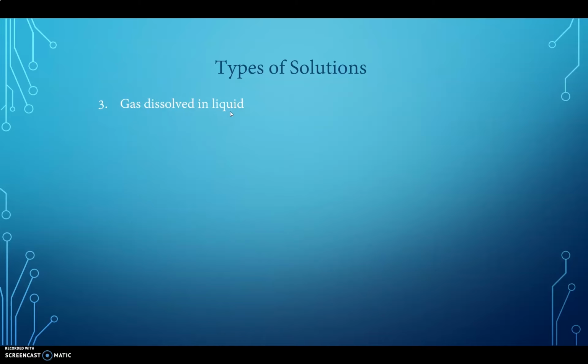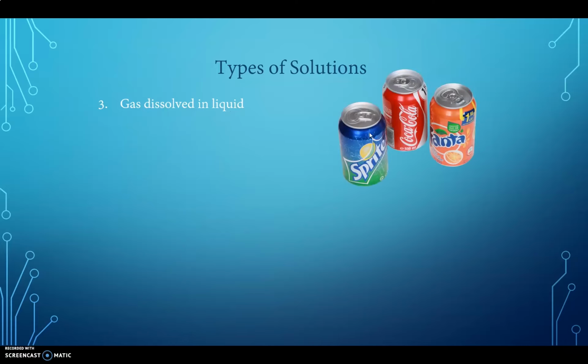A gas dissolved in a liquid, you might not understand what that might be, but it's actually something very common. All soft drinks are an example of a gas dissolved in a liquid. That gas is carbon dioxide. That's what makes carbonated beverages carbonated. They basically dissolve a lot of carbon dioxide into the water, which is the solvent in the soft drink.